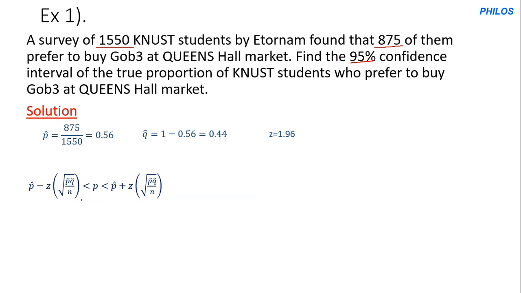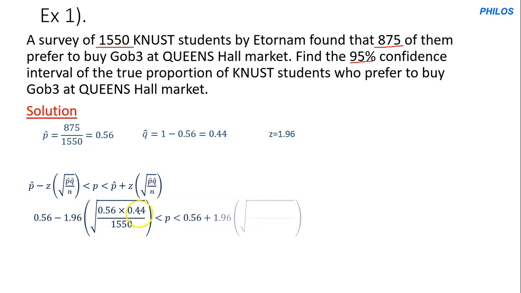So let's substitute those values into the formula. So we're going to have 0.56 minus 1.96 times square root of 0.56 times 0.44 divided by 1550, less than P less than, then you repeat the same thing at the upper limit, but use a plus in this one. Let's find the margin of error first. That is 1.96 times square root of P hat times Q hat divided by N. So when you put this part on your calculator, you're going to get 0.0126.